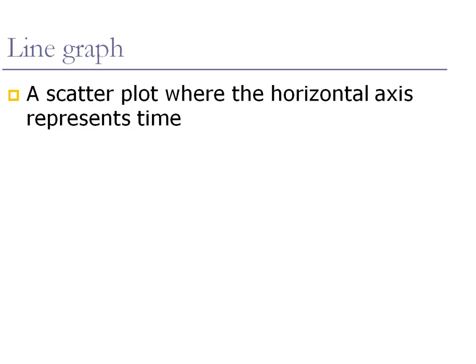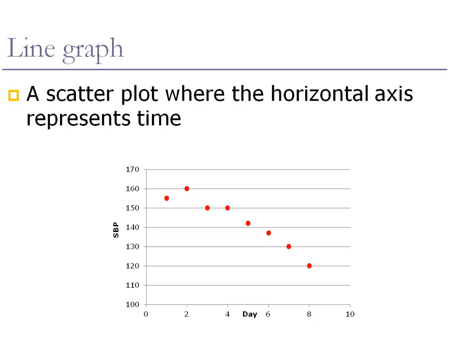Now, line graphs are actually a special kind of scatter plot. They're scatter plots where the horizontal axis represents time. So what we're looking at is basically the temporal development of some quantity. So we're not observing the same quantity on randomly selected subjects, but we're measuring the same thing over time, either on the same person, on the same group, or something like this.